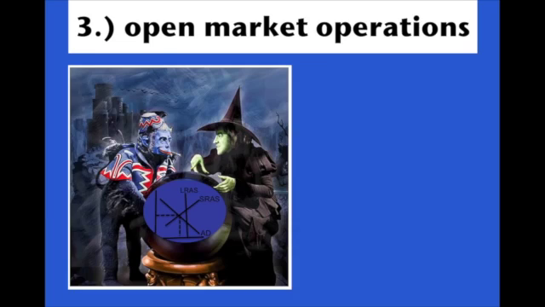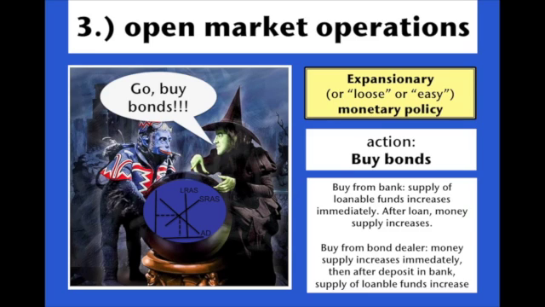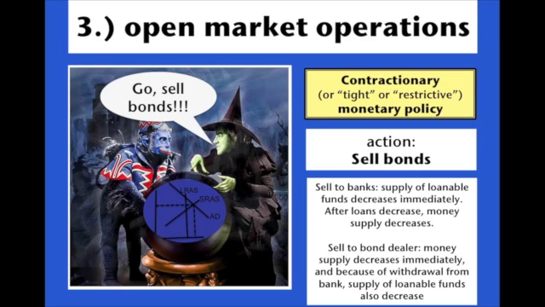The expansionary open market operation is for the Fed to buy bonds, and the contractionary open market action is for the Fed to sell bonds.